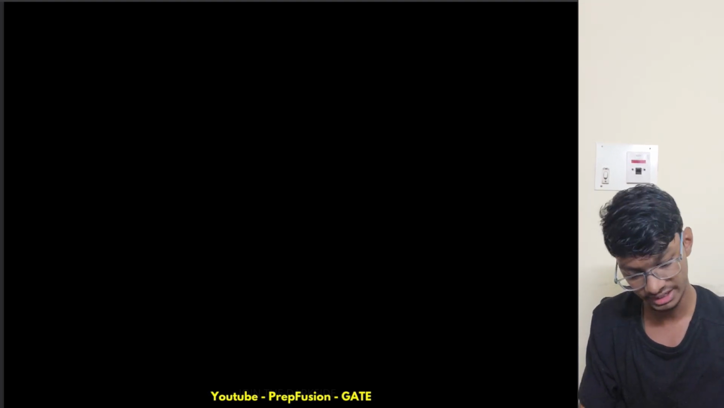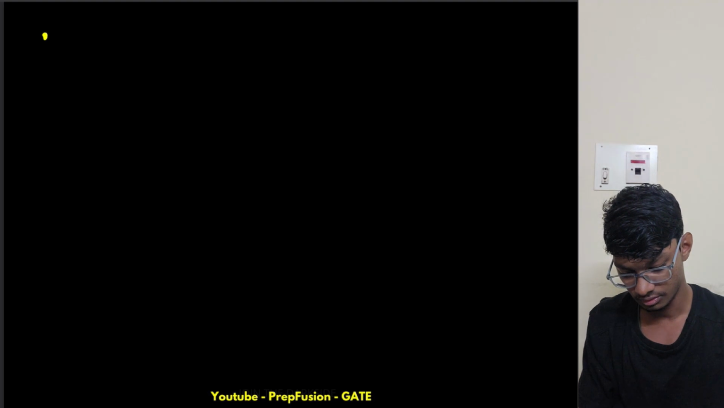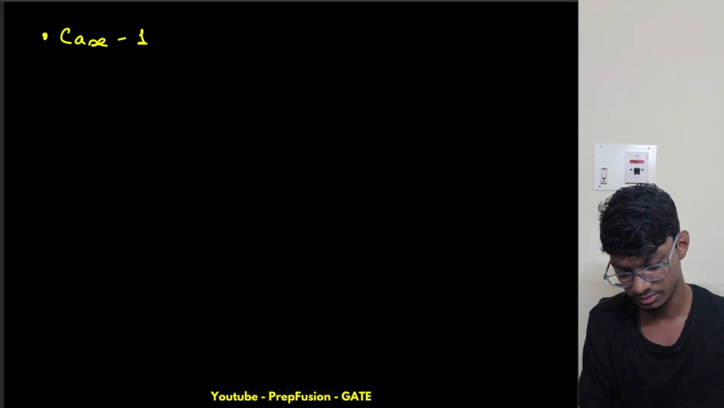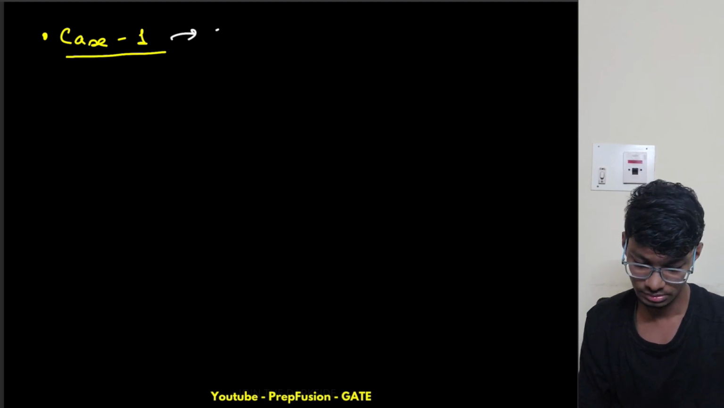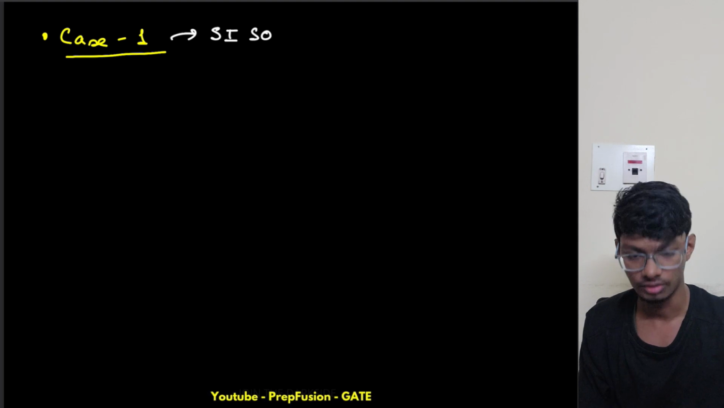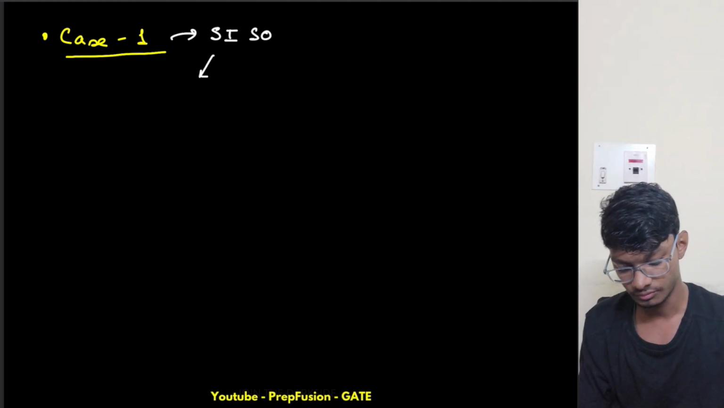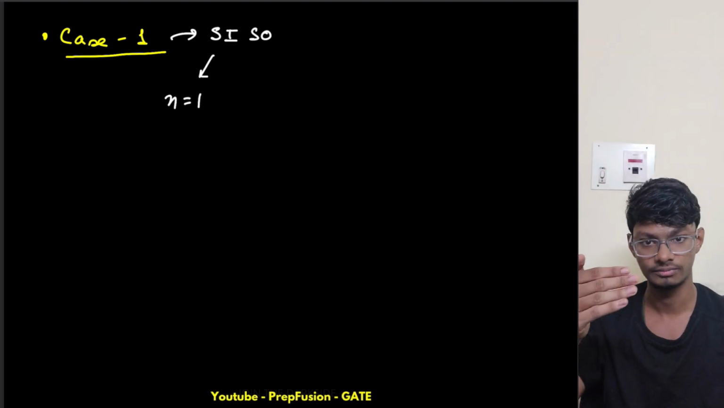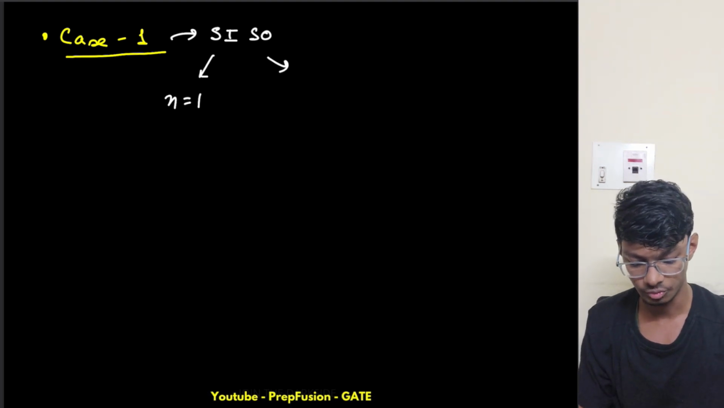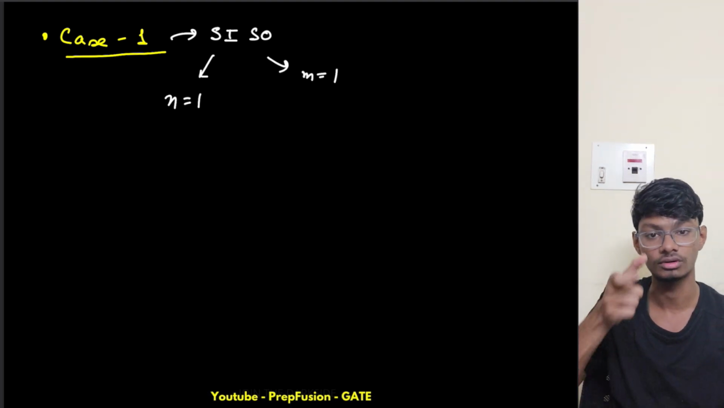So in 90% of cases, case 1 will come. What is case 1? Case 1 is a single input single output system. Single input means I'm giving only one input, and single output means I'm taking only one output.